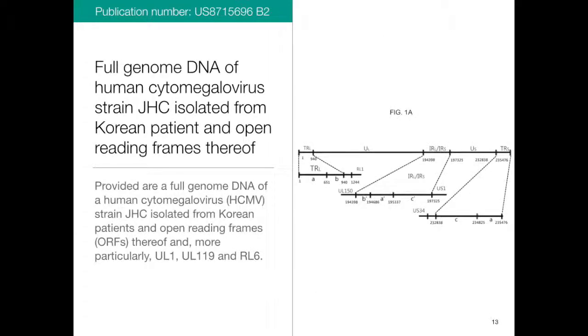Number 12. Full genome DNA of human cytomegalovirus strain JHC isolated from Korean patient and open reading frames thereof. Provided are a full genome DNA of a human cytomegalovirus HCMV strain JHC isolated from Korean patients and open reading frames ORFs thereof, and more particularly, UL1, UL119 and RL6.